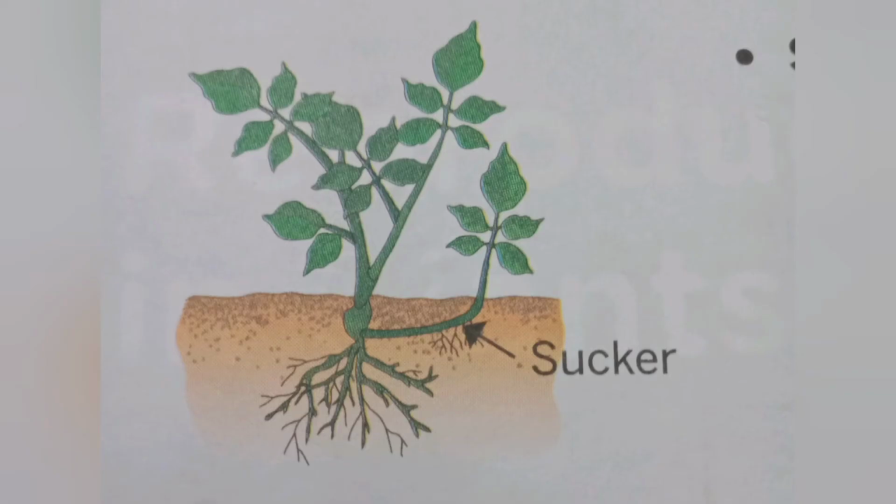Next, we will read about suckers. Suckers grow from the underground part of the main stem, develop roots underground and grow obliquely upwards, giving rise to a new plant. So you can see the plant is connected from the stem, giving rise to the new plant, and it has its roots in the same root. Next we will look at vegetative propagation through underground stems.